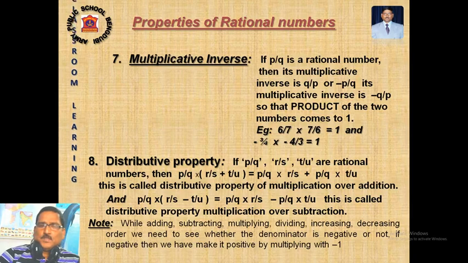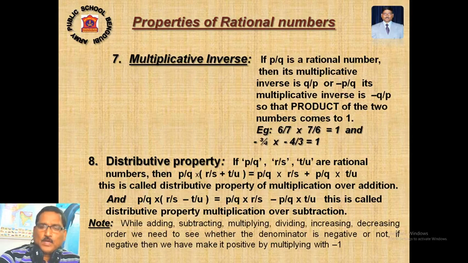Distributive property. What is distributive property? Suppose three rational numbers p by q, r by s and t by u are such that p by q is multiplied by the sum of r by s and t by u. So this can be split. How? P by q into r by s plus p by q into t by u. So this distribution of the rational number is called distributive property. When plus sign is there, we say distributive property of multiplication over addition. When minus sign is there between the two rational numbers, then we say distributive property of multiplication over subtraction.